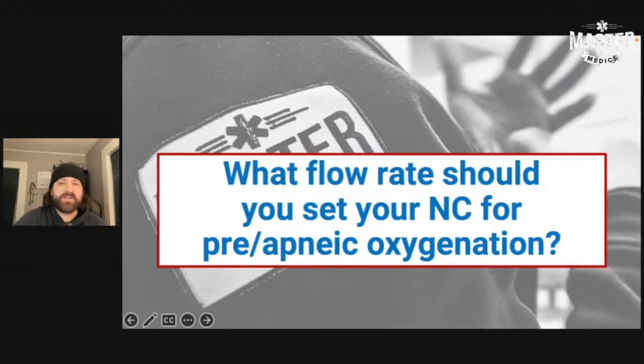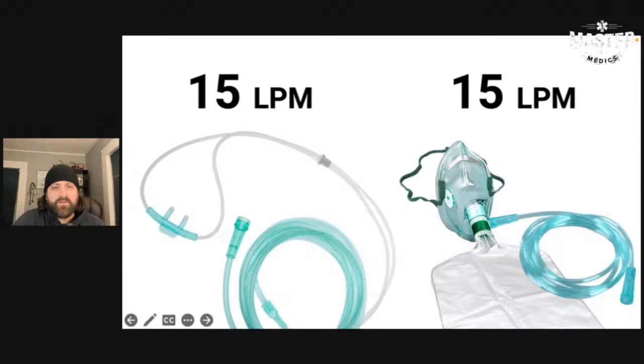So let's say he is actually breathing on his own. We don't need to ventilate him anymore. What flow rate should you set your nasal cannula for pre or apneic oxygenation? 15 liters per minute, ideally. This will help keep that O2 concentration gradient that we need during the apnea phase with apneic oxygenation with the nasal cannula.